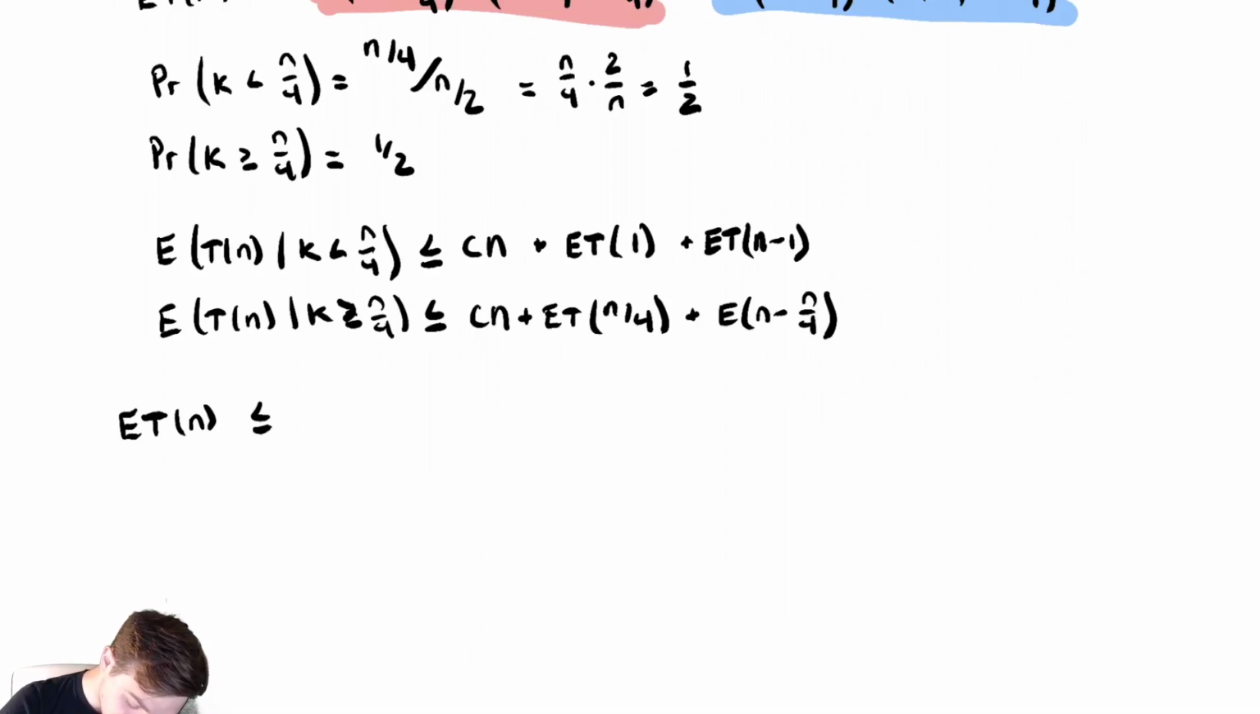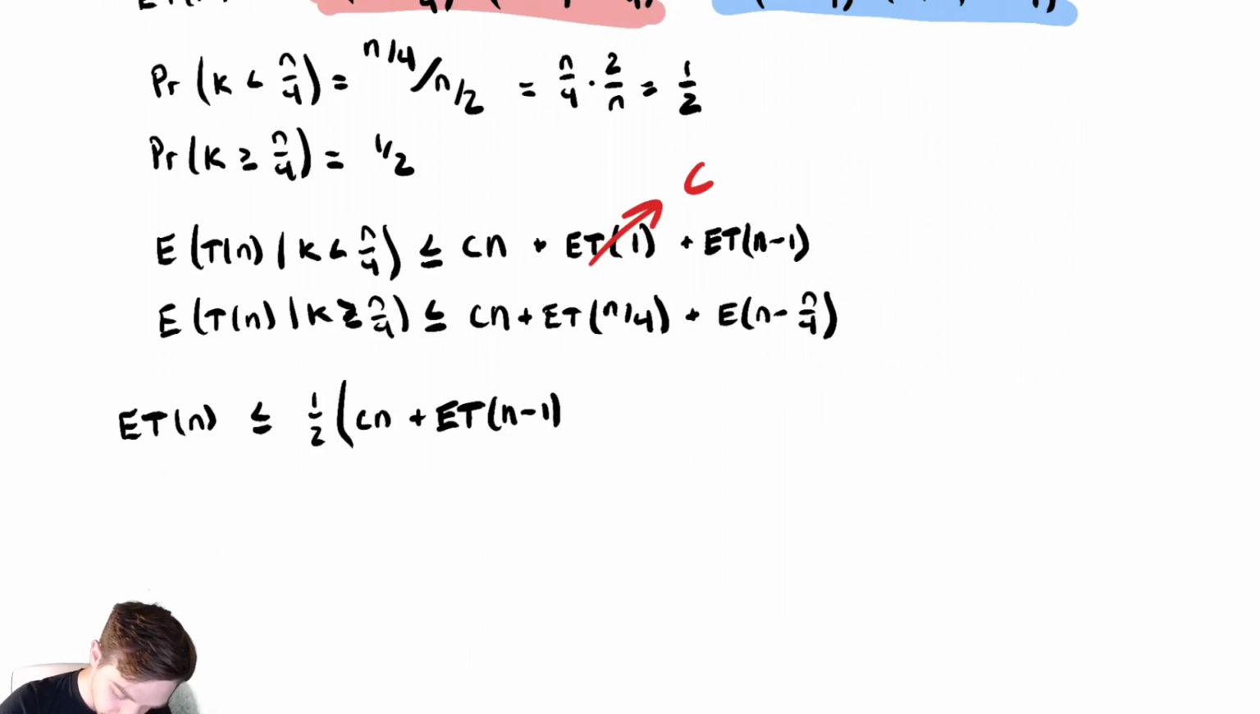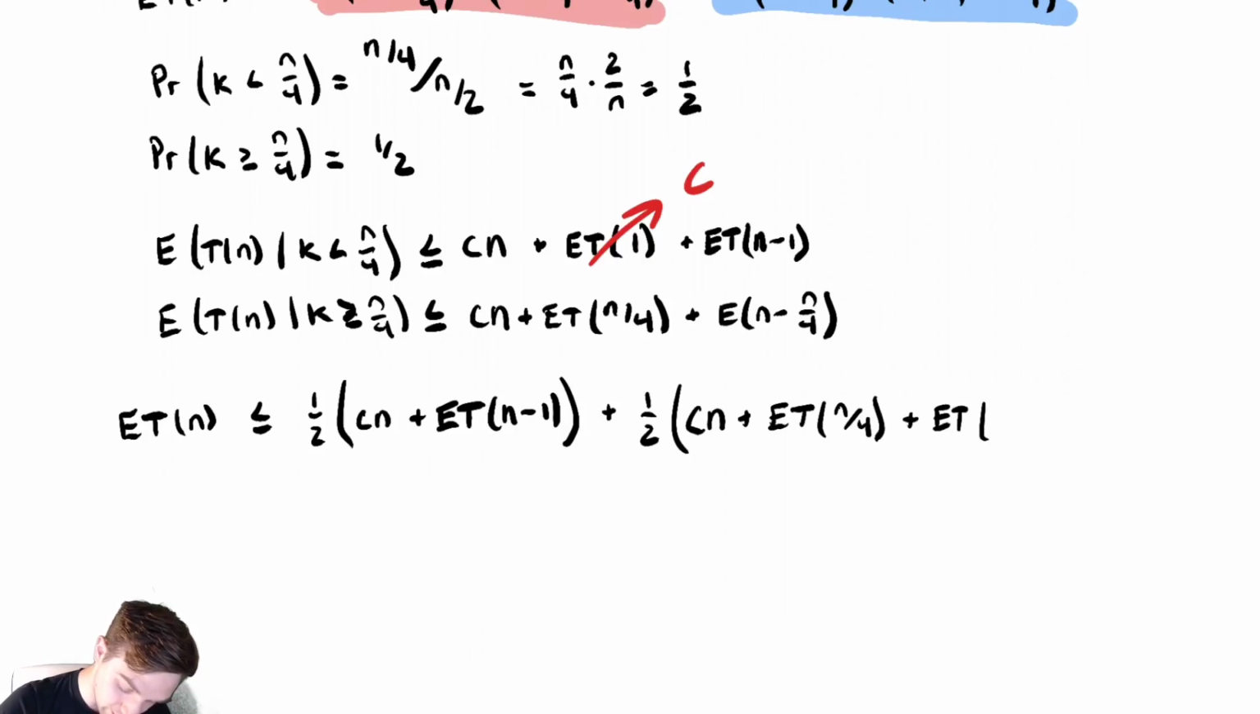is less than or equal to 1/2 times quantity cn. This term is just c, so I'm going to ignore it because it's just a constant. It's not going to affect my runtime. Plus ET of n minus 1, plus 1/2 times cn plus ET of n over 4 plus ET of n minus n over 4, which is 3n over 4.